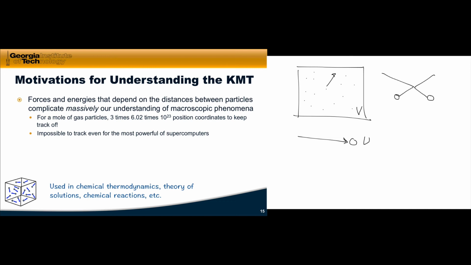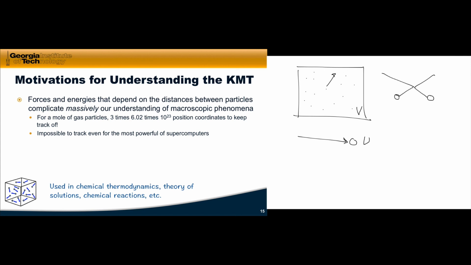The problem with taking into account interactions between particles is that there are a huge number of particles in a typical gas. So, for example, if we wanted to keep track of interactions between particles, we'd need to know the positions of all the particles within the gas, so that we could calculate, for example, electrostatic repulsion using Coulomb's law between each pair of particles in the gas. For a mole of gas, that's 3 times 6.02 times 10 to the 23rd position coordinates to keep track of. Simply impossible, even for the most powerful of supercomputers. Even for the simplest of gases, a mole of gas is simply too many particles.